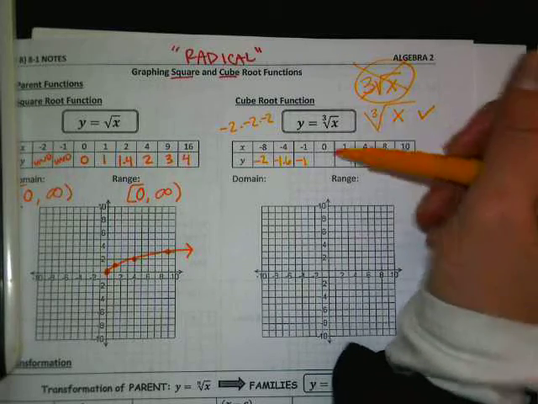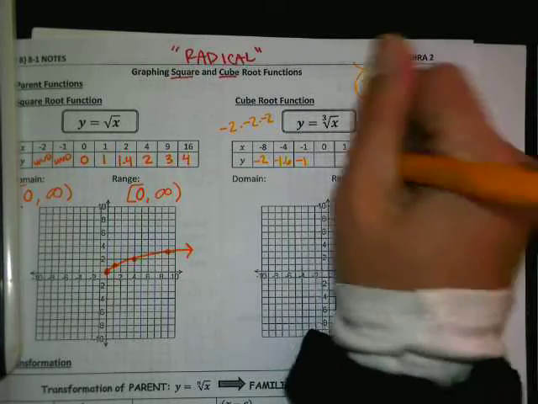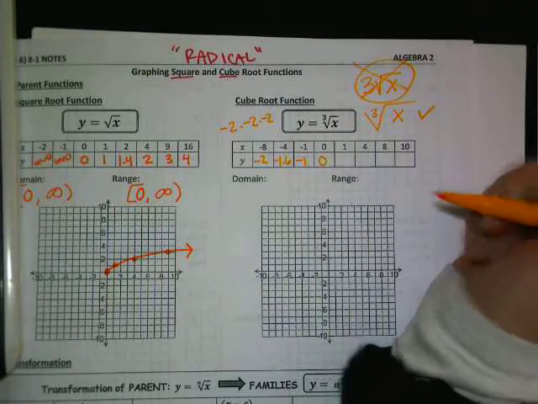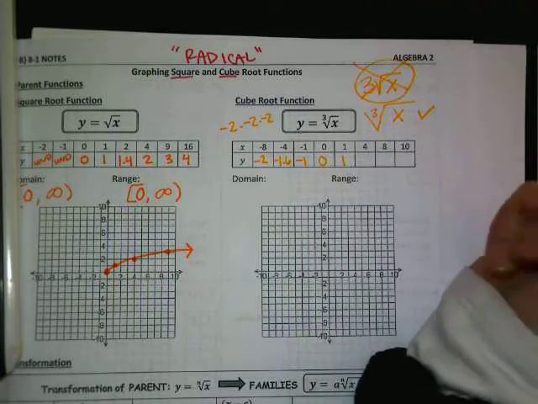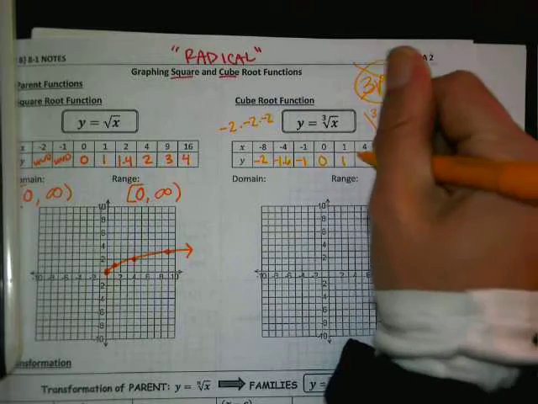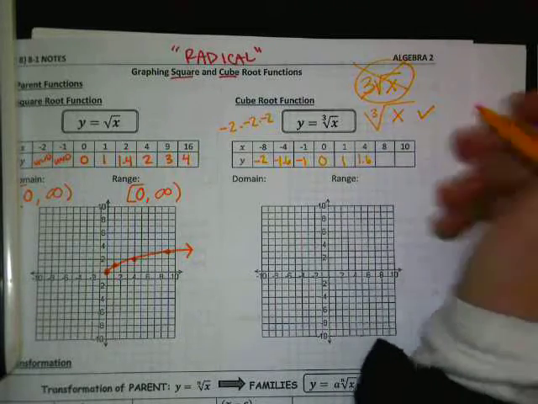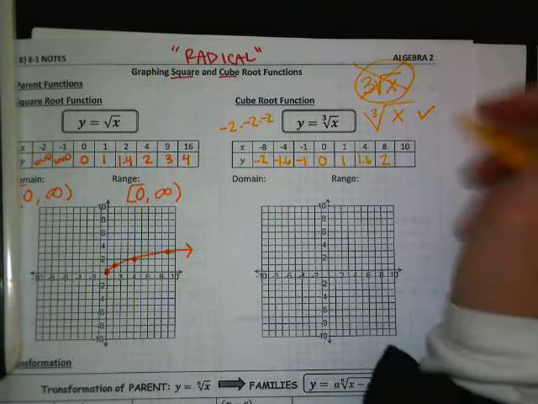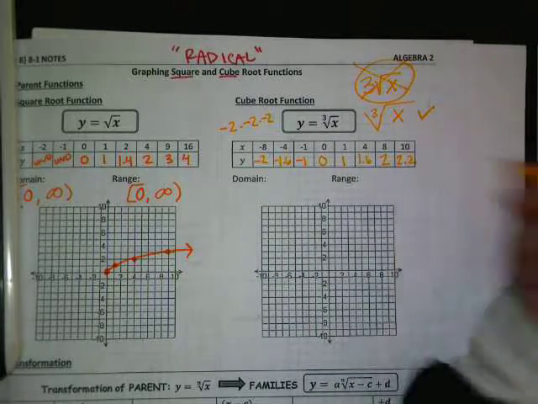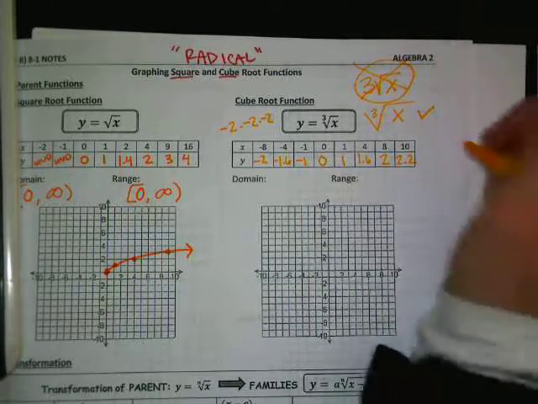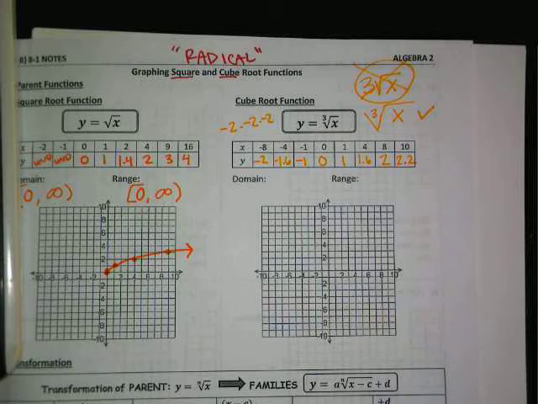All right, cube root of 0? 0. Cube root of +1? Cube root of +4? +1.6. Cube root of 8? 2. And the cube root of 10 is going to be 2.2-ish. So you'd have to do that in the calculator.